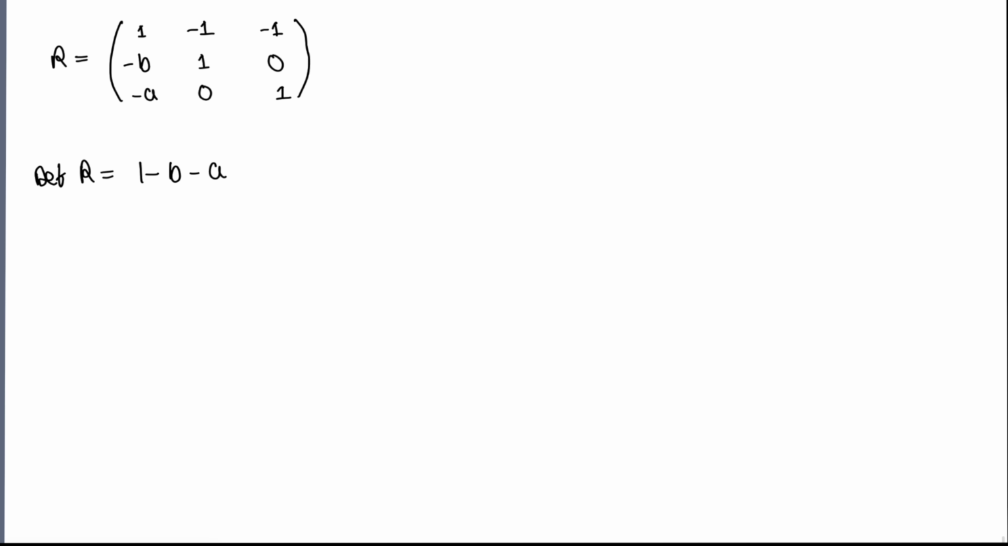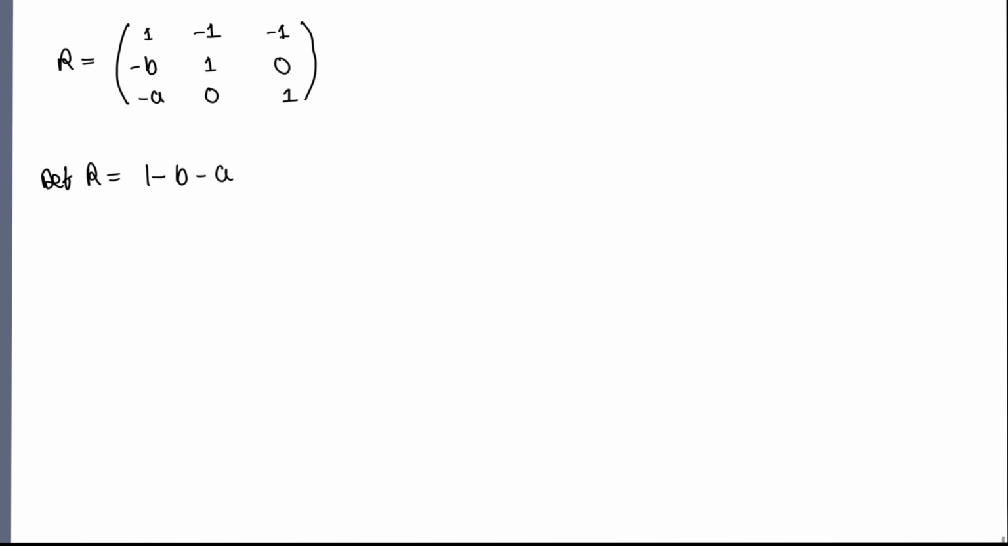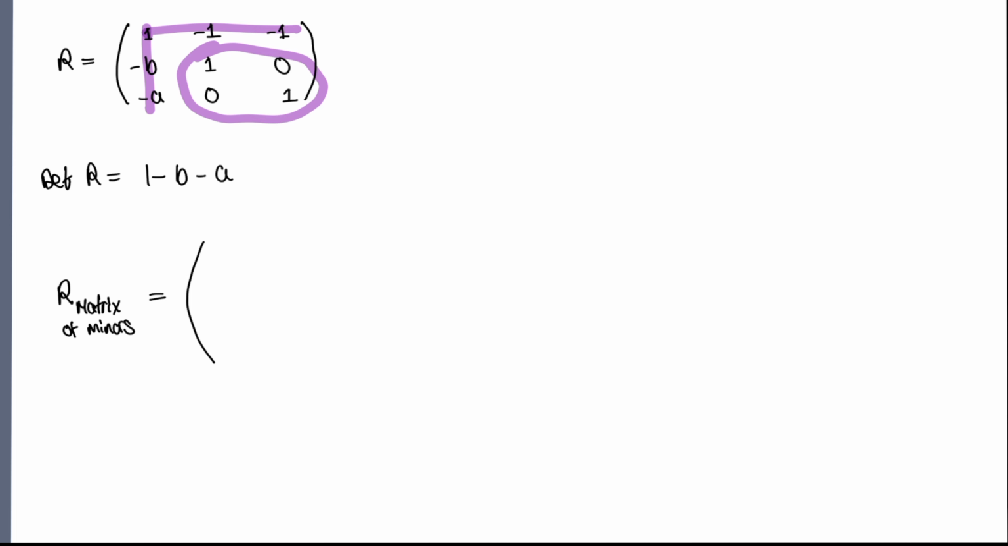And the second step to work out the inverse of R would be to form the matrix of minors. So R matrix of minors. To do that, if I pick 1, the matrix of minor would be what's left behind when I remove the row and column that 1 exists in. So that's 1, 0, 0, 1, and I now find the determinant of this matrix, which is just 1. If I choose minus 1, then the matrix of minor would be minus B, 0, minus A, 1. The determinant of that matrix is just minus B.